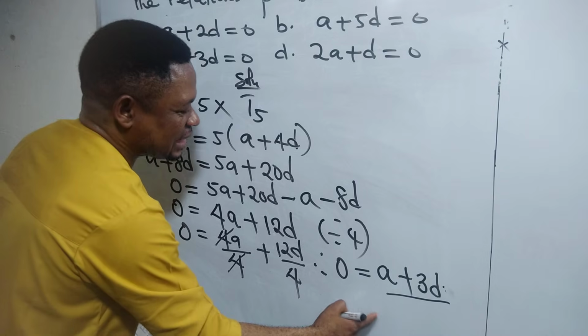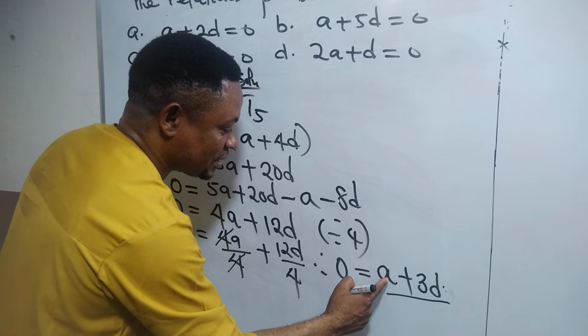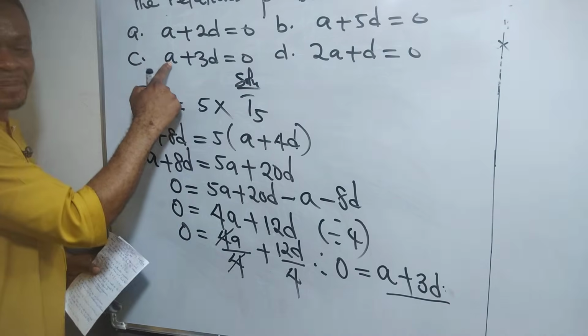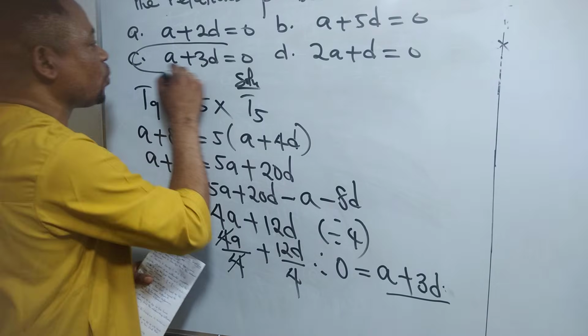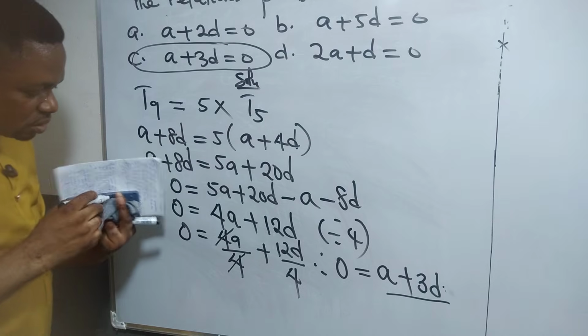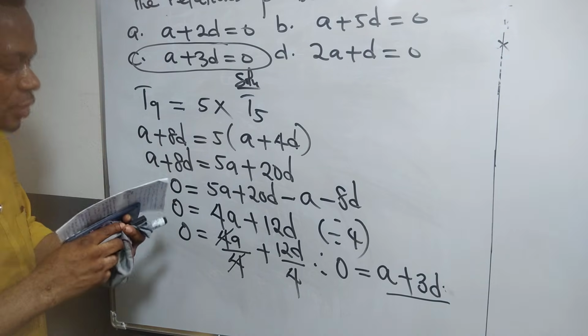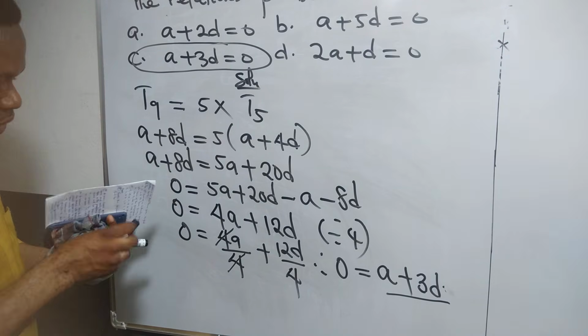Then is there anything like that in the question? Yes. This is A plus 3D. What is here? A plus 3D, then equal to 0. The correct answer is option C. Am I communicating? Now let us continue. This is the 4th question.